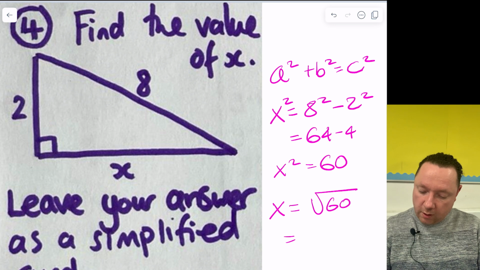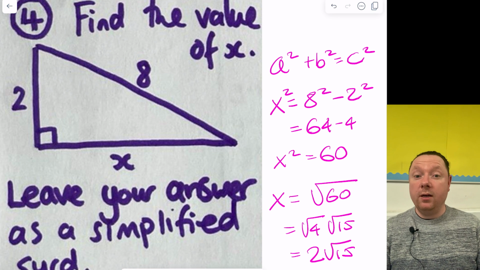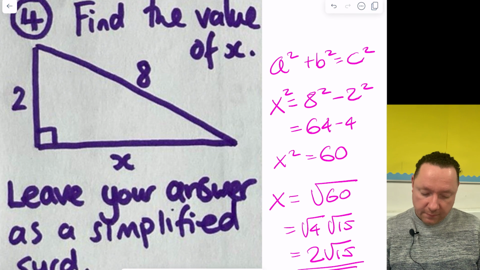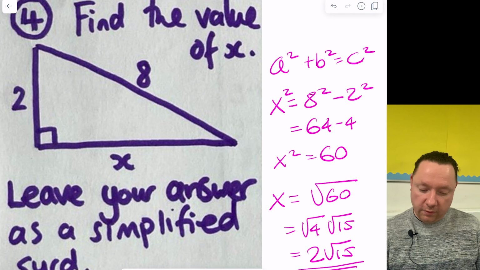So I've got square root of 4 times square root of 15. Square root of 4 is 2, so that's 2 root 15. Just check there's no other square numbers that go into 15. So 4 doesn't go in, 9 doesn't go in, and then 16 is too big, so we're done there. Obviously the answer is units, but there's no units in this, so we just leave it at 2 root 15.